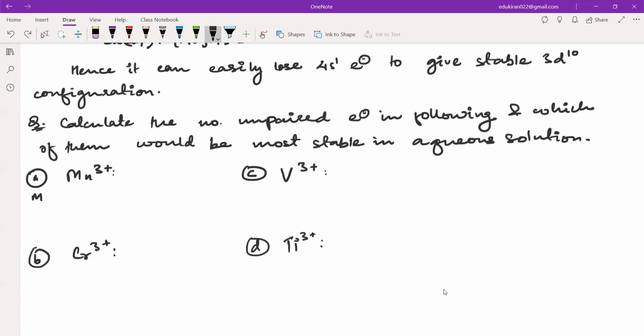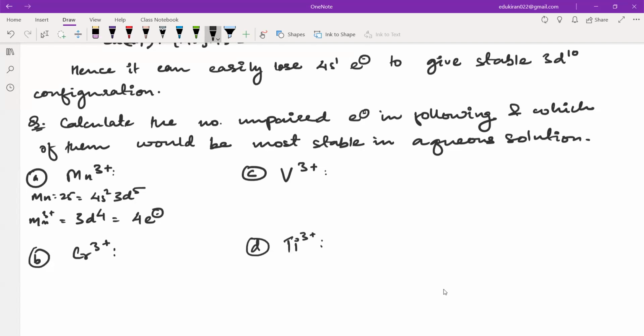Mn, atomic number 25, is equal to 4s2 3d5. In Mn3+ you remove 3 electrons, so 4s2 all the electrons are gone, and in 3d5 one electron will be gone, and this will be 3d4. That is equal to 4 electrons which are unpaired.